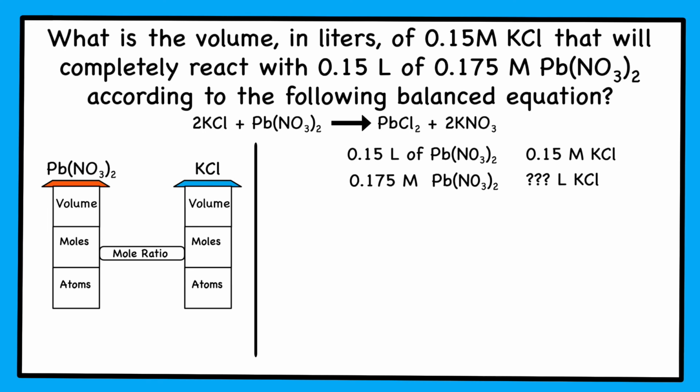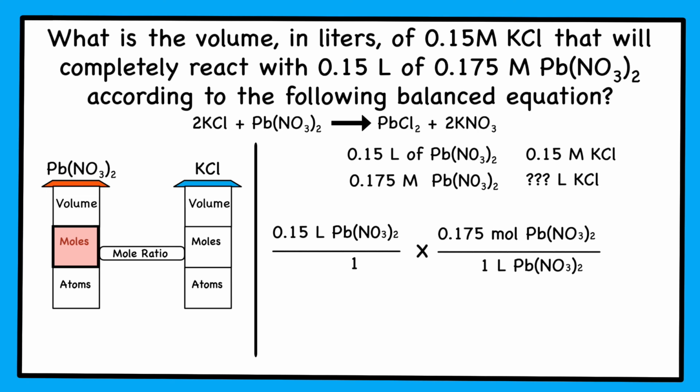My first step is going to be using my conversion relationships to go from the volume in liters of my lead-2 nitrate to my moles of lead-2 nitrate. I do this by multiplying it by the molarity of my lead-2 nitrate. So 0.150 liters of lead-2 nitrate solution times 0.175 moles of lead-2 nitrate over 1 liter of lead-2 nitrate. This gives me 0.2625 moles of lead-2 nitrate.